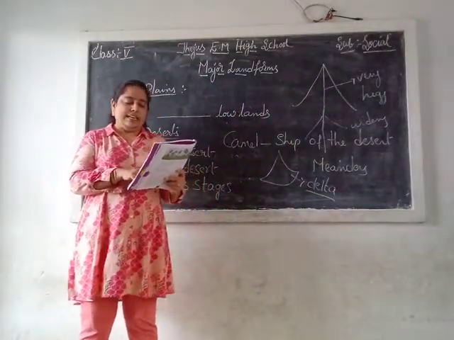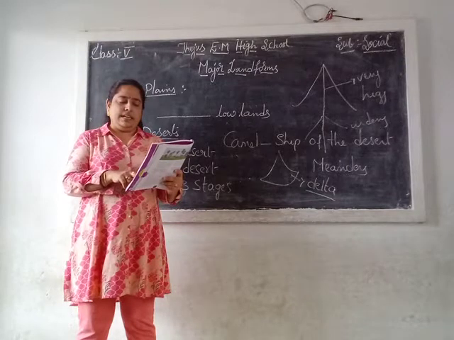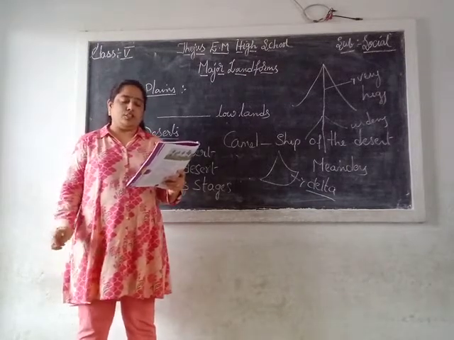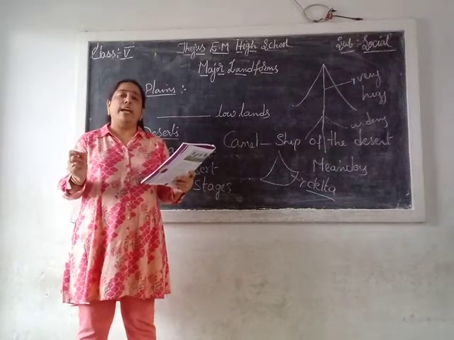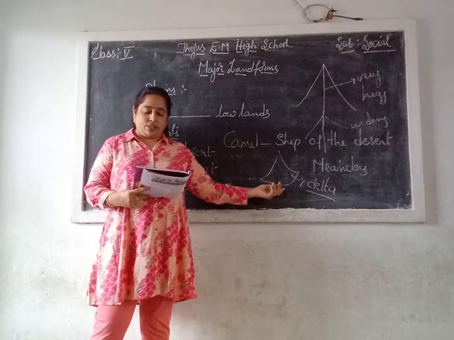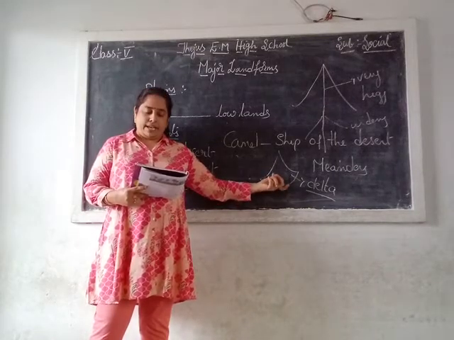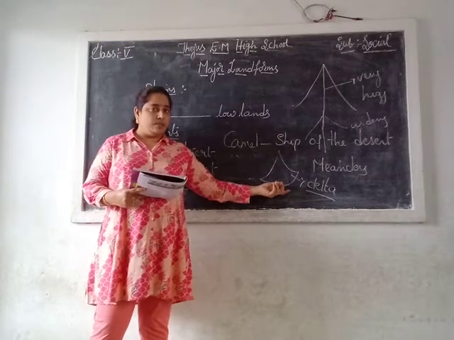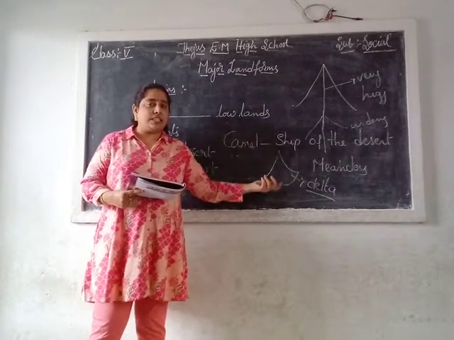The largest delta in the world is formed by the Ganga and the Brahmaputra rivers before they join the Bay of Bengal. So we have to find out its name. Find out its name, children. Okay, in the next session I'll ask you.